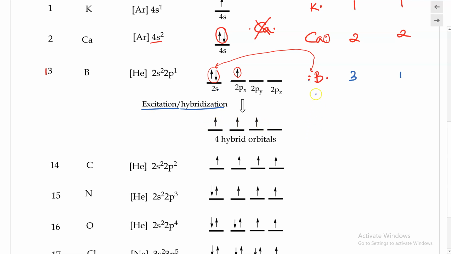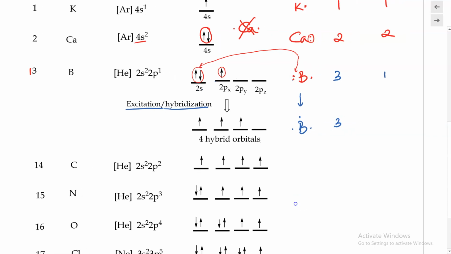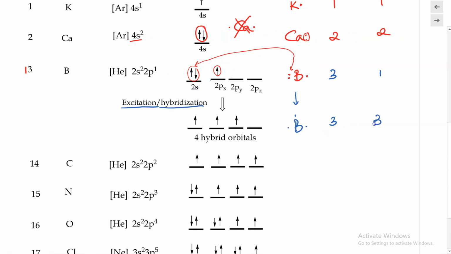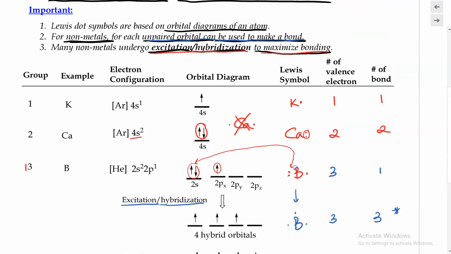So therefore, after excitation, the Lewis dot symbol of boron will become the following. Now, the number of electrons it has is still 3, but in this case right here, it can make 3 bonds. So that is one very important thing that we need to realize about this hybridization or excitation. It turned out that the more bonds an atom can make, the more stable it would be.